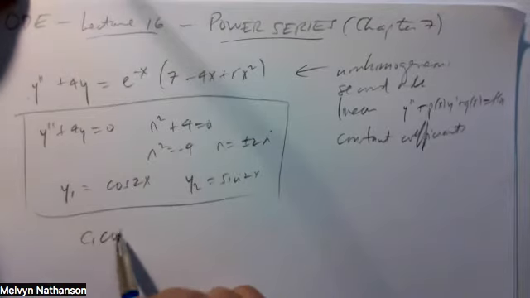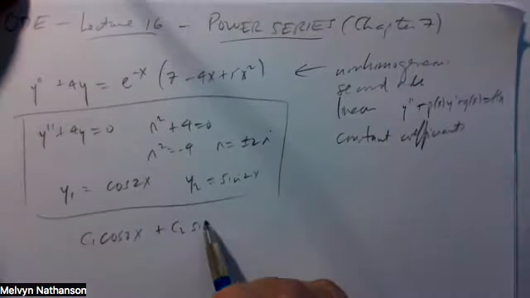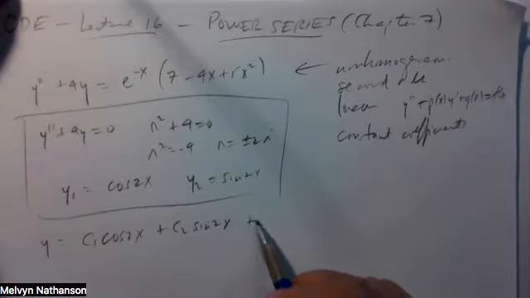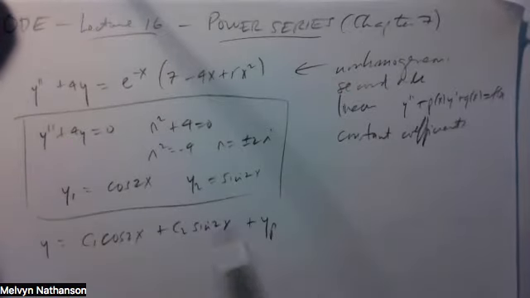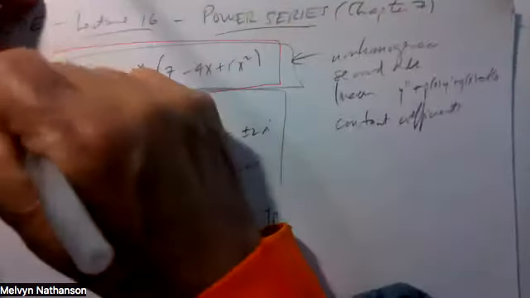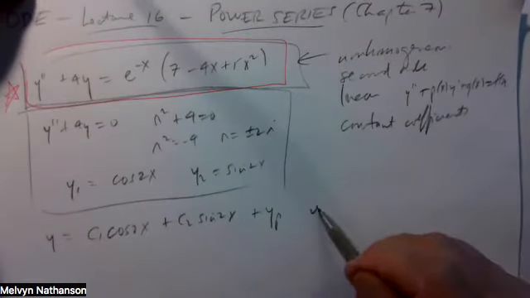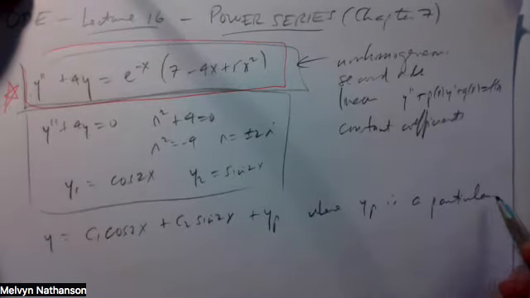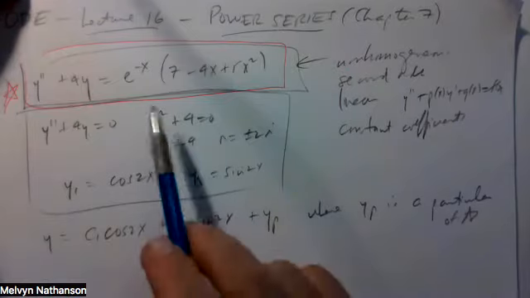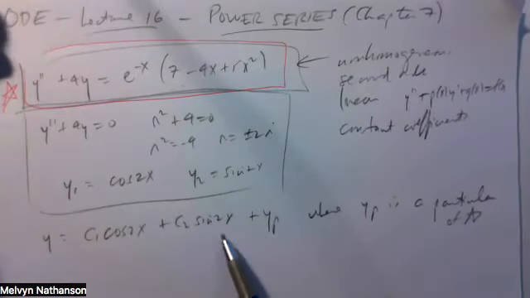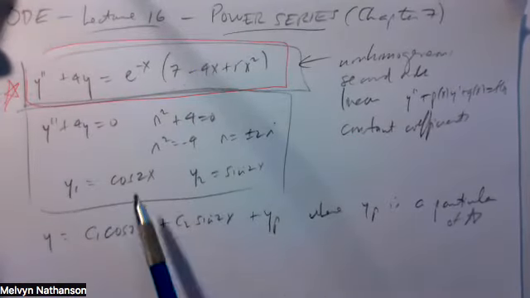So C1 cosine 2x plus C2 sine 2x is the general solution of the homogeneous equation. And y equals this plus y sub p is the general solution of the non-homogeneous equation. Right? So that's the equation we want to solve, where y sub p is a particular solution of this. So we need to find just one solution of the non-homogeneous equation, and then we have the general solution of it once we know the solution of the homogeneous equation.